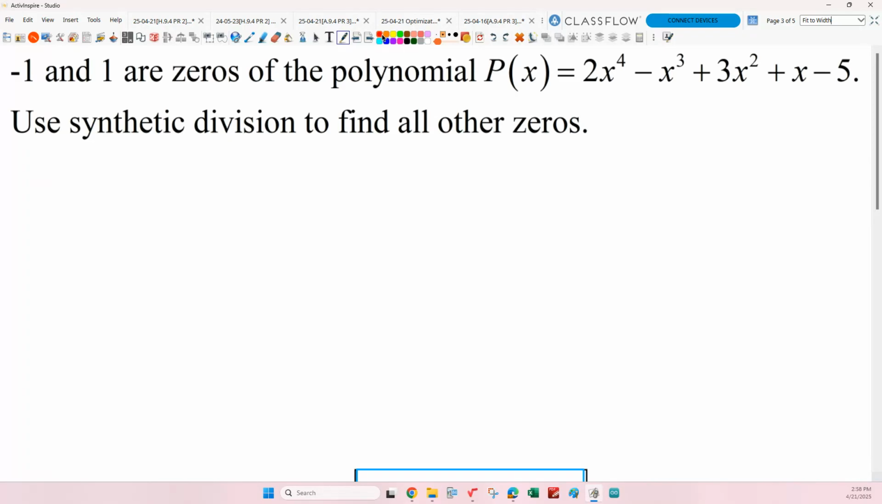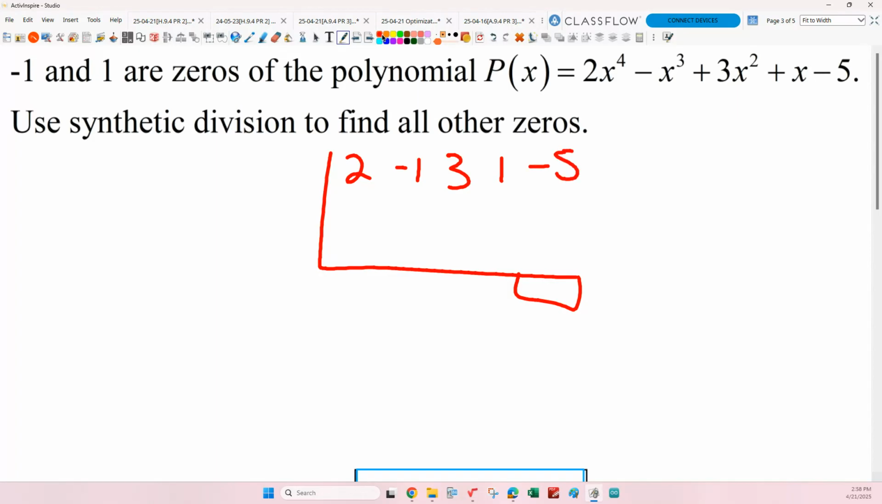So how would I set up that synthetic division? Yeah, we could start off with a little box. Okay, what goes on the inside? Okay, which 0 do you want to use on the outside? -1? Okay, if those are zeros, what do we know is going to be in our remainder box? 0. Okay, walk me through. How do I use synthetic division? Drop down the 2.